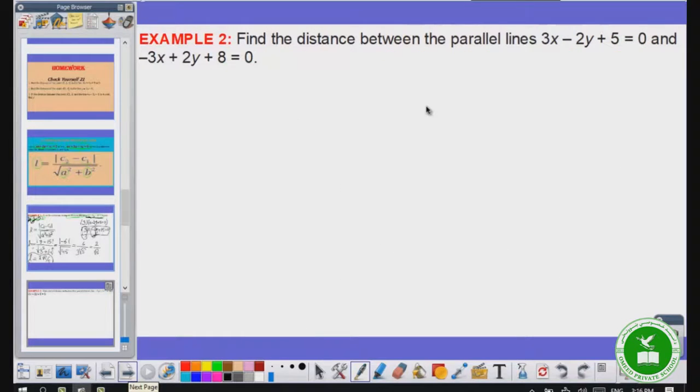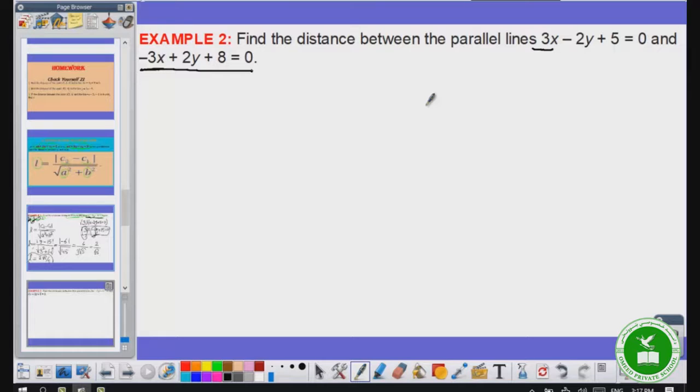Example number 2. Find the distance between the parallel lines 3x minus 2y plus 5 equal to 0 and minus 3x plus 2y plus 8 equal to 0. We should calculate the distance between them. Before going to the formula, we should check the coefficients of the variables. You see coefficient of x here is minus 3, here it is plus 3. So we should make them the same. How can we make them the same? We should multiply this equation by minus 1, or we should divide by minus 1. Let's multiply by minus 1.